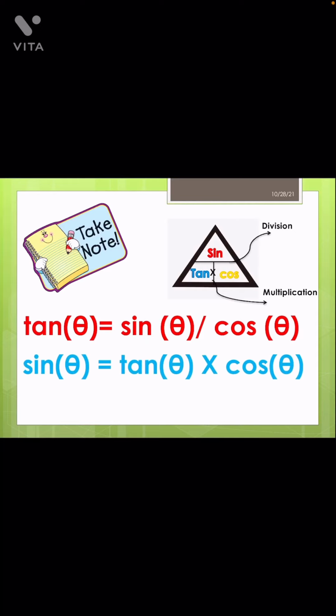And for finding sine, you just cover the sine, then you can see in the triangle that sin theta is equal to tan theta multiplied by cos theta. Now, can you tell me what is cos theta? Cos theta is equal to sin theta divided by tan theta. In this way, these three trigonometric ratios are connected to each other.